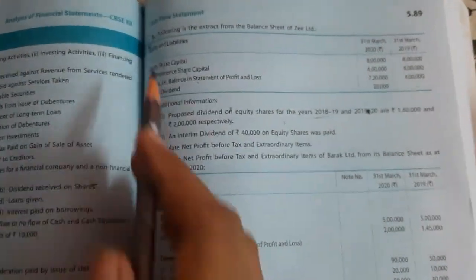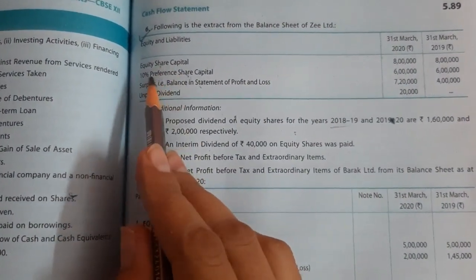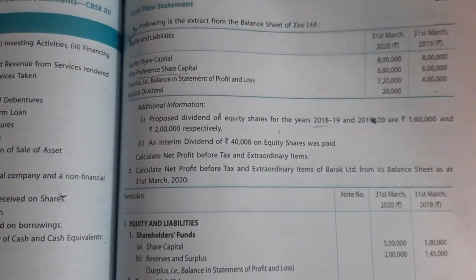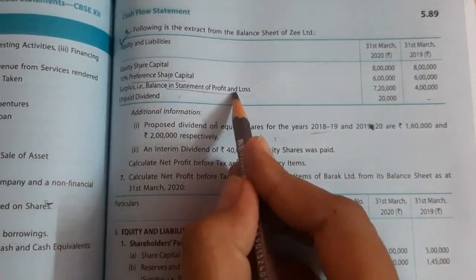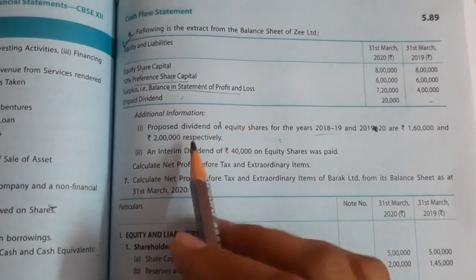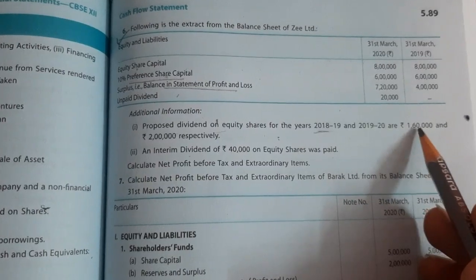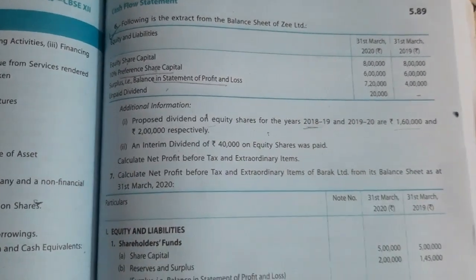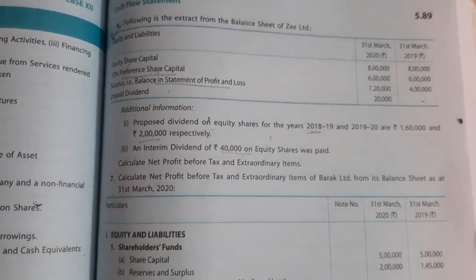To the next question, that is question number 6. See what it is saying here: you are having equity share capital, 10% preference share capital, then you are having a balance in the statement of profit and loss. So this you have to start with. Unpaid dividend is given, then proposed dividend of 2019 and 18 is given to you. For 18, that is the previous year, 1,60,000, and for the current year it is given 2 lakh, and the interim dividend is given to you as 40,000.